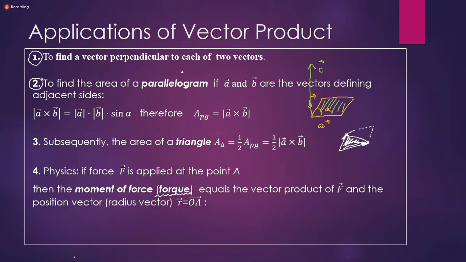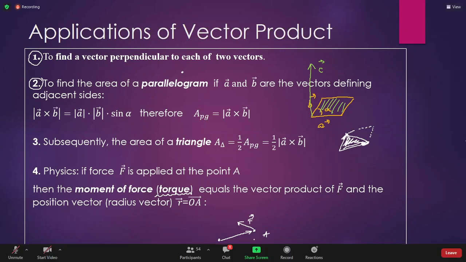And so if we have the origin of coordinates, we have the point A, we have the force applied to this point A in some direction, perhaps. Then actually we see that the moment of force, torque, is F times R. R is this displacement vector, the vector product.